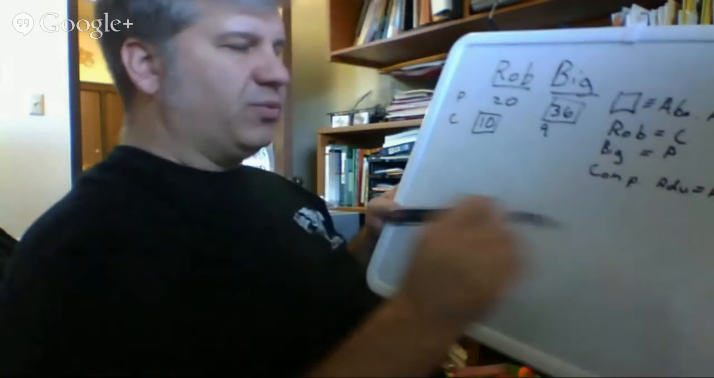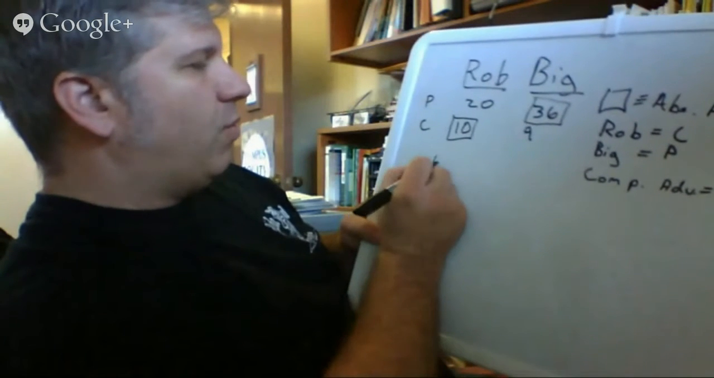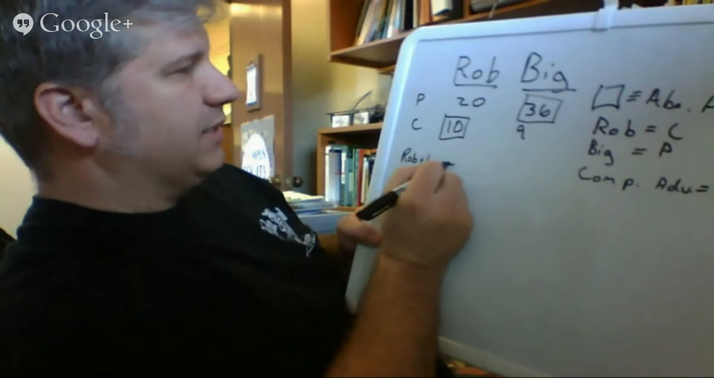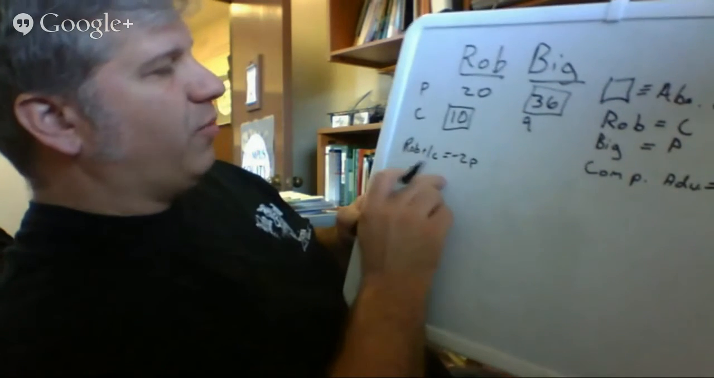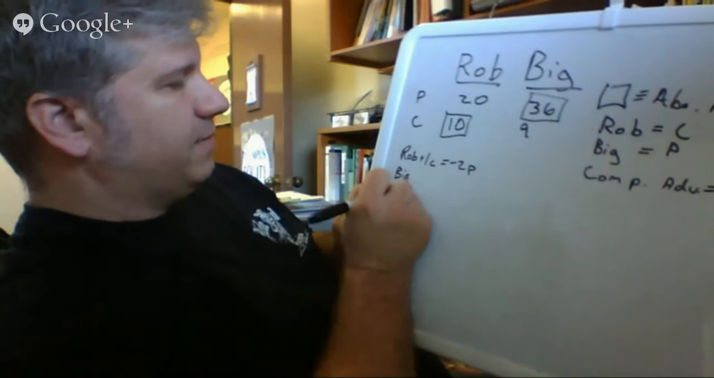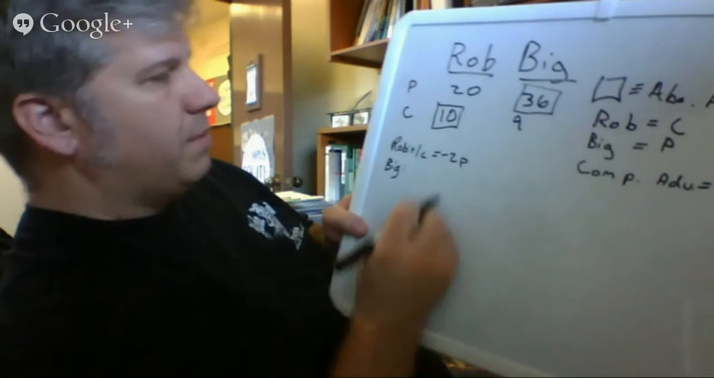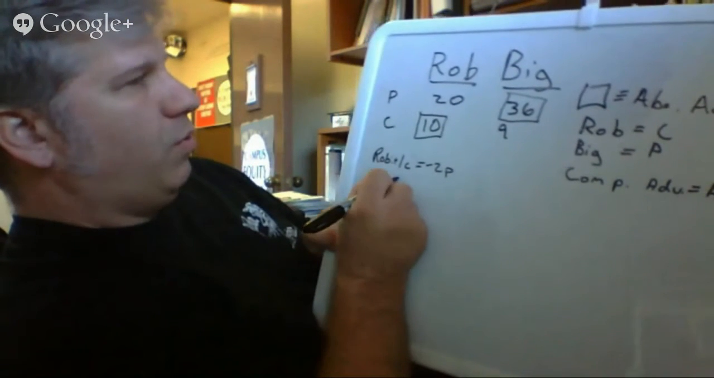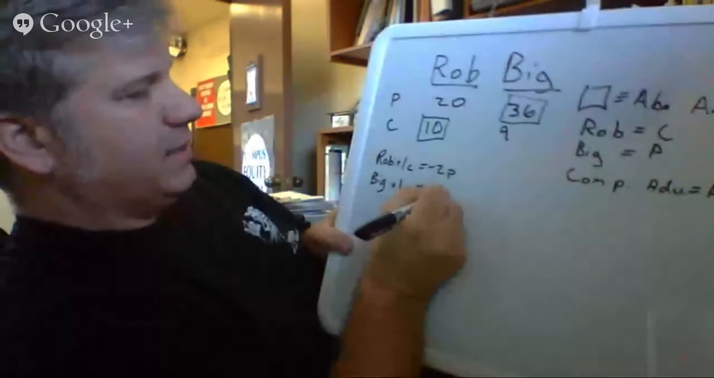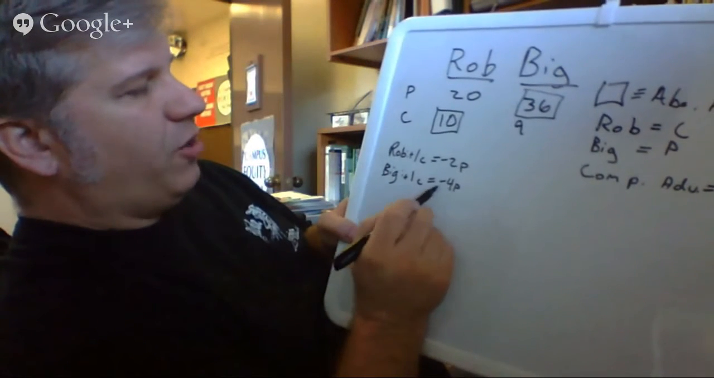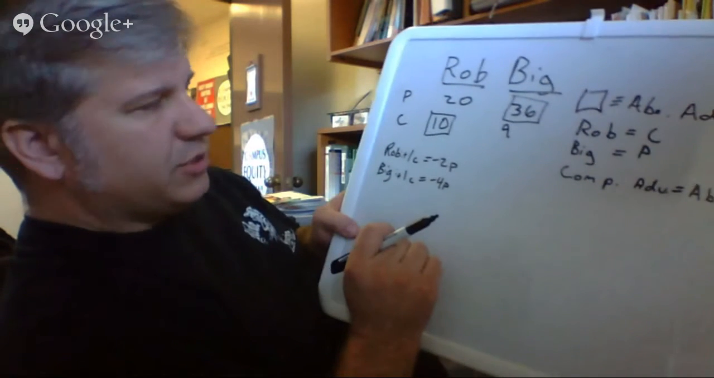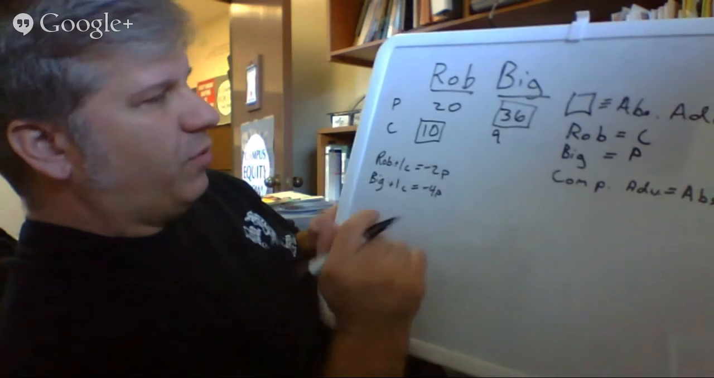So here we have to go back to what we know before, which is for Rob, for every cow he produces, he can't produce 2 pigs. So Rob's going to want to at least get 2 pigs for each cow because that's what he could do on his own. Big says for every 1 cow, he gives up 4 pigs. And so Big says, I don't want to pay more than this for a cow because I could at least do this. I'm not going to pay you 5 pigs when I could get 4 on my own.